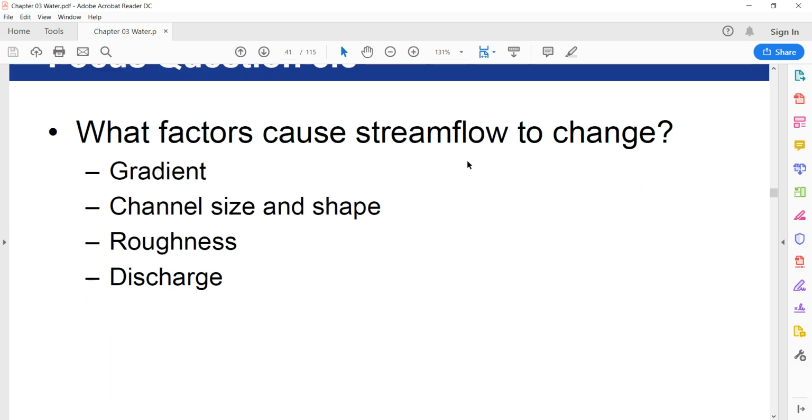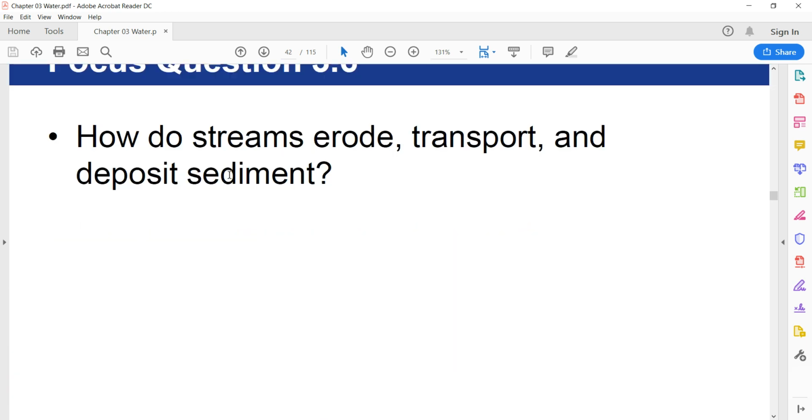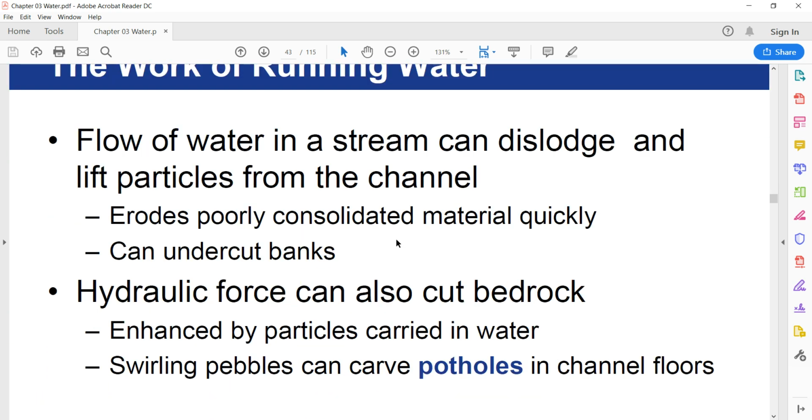Just to review, what factors cause the stream flow to change: gradient, channel size and shape, roughness, and discharge or volume of the water. How do streams erode, transport, and deposit sediment? Like I discussed earlier, as the river water or the stream water is flowing downstream, in the earlier stage it has a lot of energy, so it will cause a lot of damage to the surrounding landscape, and it will pick up a lot of sediment as it flows downstream.